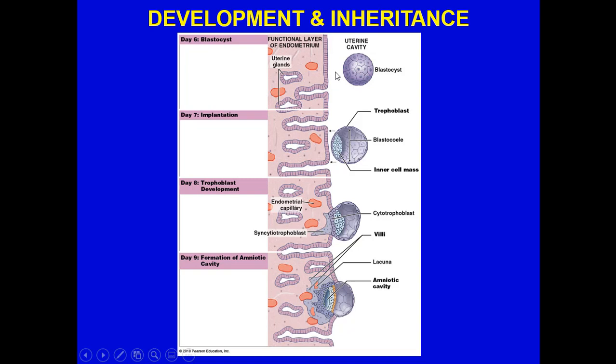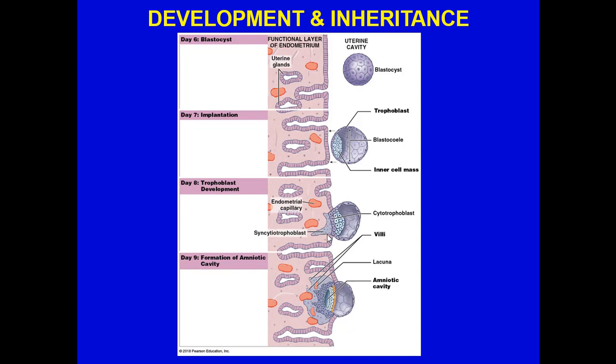Day 6, blastocyst. Day 7, implantation. Here is the inner cell mass. Here is the outer layer, which is called the trophoblast. As we start having contact, we start forming two differentiations of the trophoblast cells here, the cytotrophoblast and the syncytiotrophoblast. This is, in essence, the fusion of different cells together, making multinucleated, larger, you might want to call it a supercell mass.